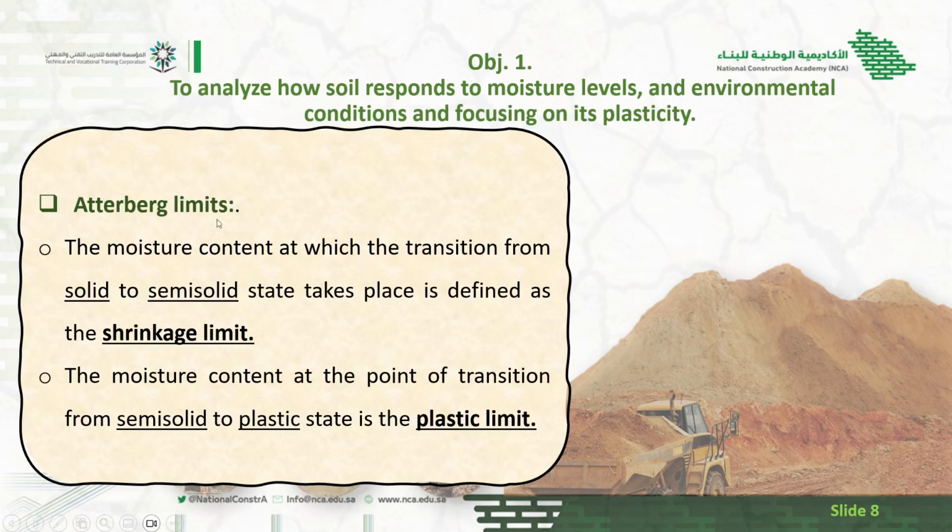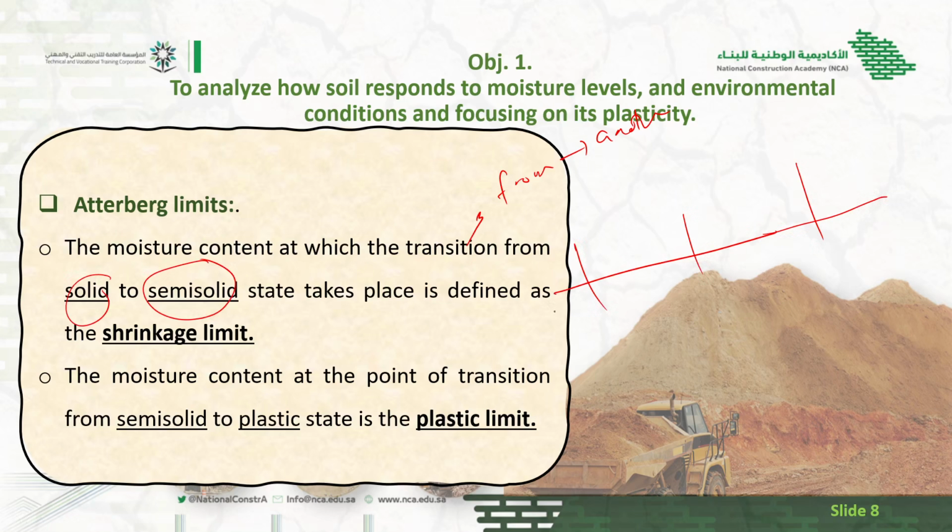And what is the Atterberg limit? It is the moisture content at which the soil transitions, meaning changes from one form to another. Here you can see it is from solid to semi-solid. You have seen the table in the previous video. This is the solid stage, this is semi-solid, then comes plastic, and the last one is liquid. These are the stages.